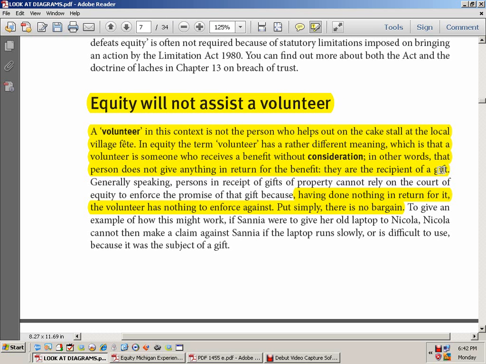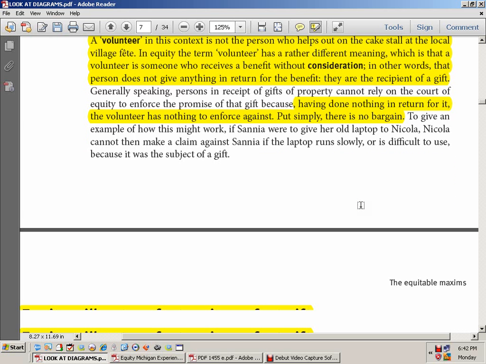Unilateral contract. If nobody else has signed a contract, they haven't given any consideration. What's the consideration on a contract? In law, a contract under seal is a promise. That's the consideration. That's good consideration. Better than valuable consideration. Well, nobody signed the contract from the other side, so they haven't given any consideration. It's not a valid binding contract. It's simply a gift. Having done nothing to return it, the volunteer has nothing to enforce against, but put simply, there is no bargain. All right, they didn't sign the deed of trust.